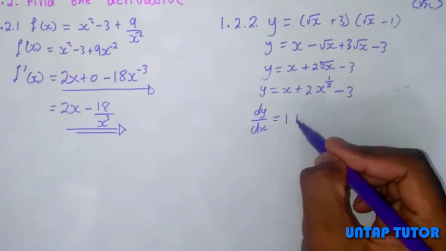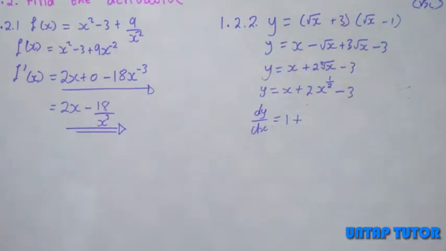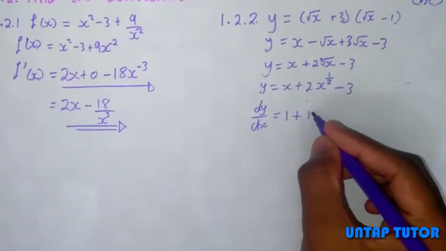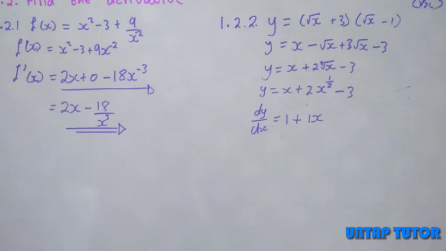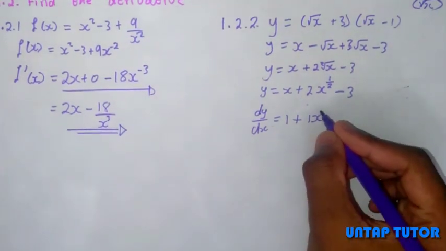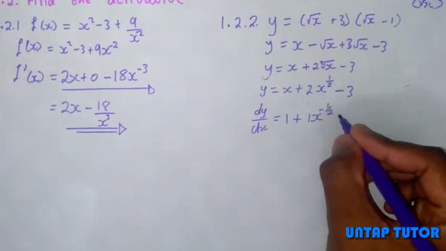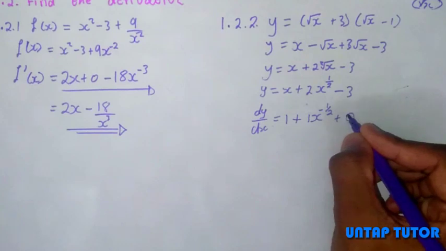And then going on to the second term, we have the power 1 over 2. So 1 over 2 times 2, it's going to be 1 also. And then times x to the power of 1 over 2 minus 1. So 1 over 2 minus 1 is negative 1 over 2. So it's to the power of negative 1 over 2. And then we have minus 3. That is a constant, so it becomes 0.